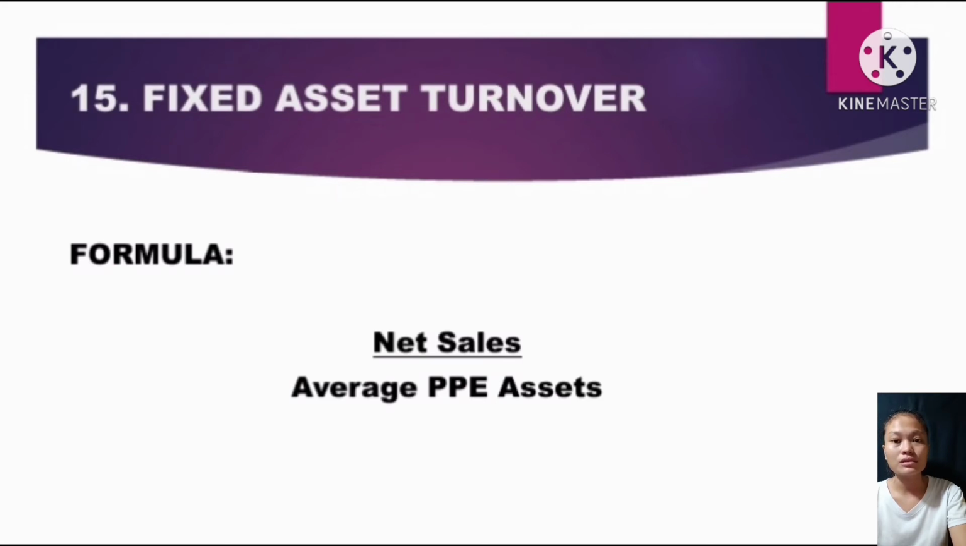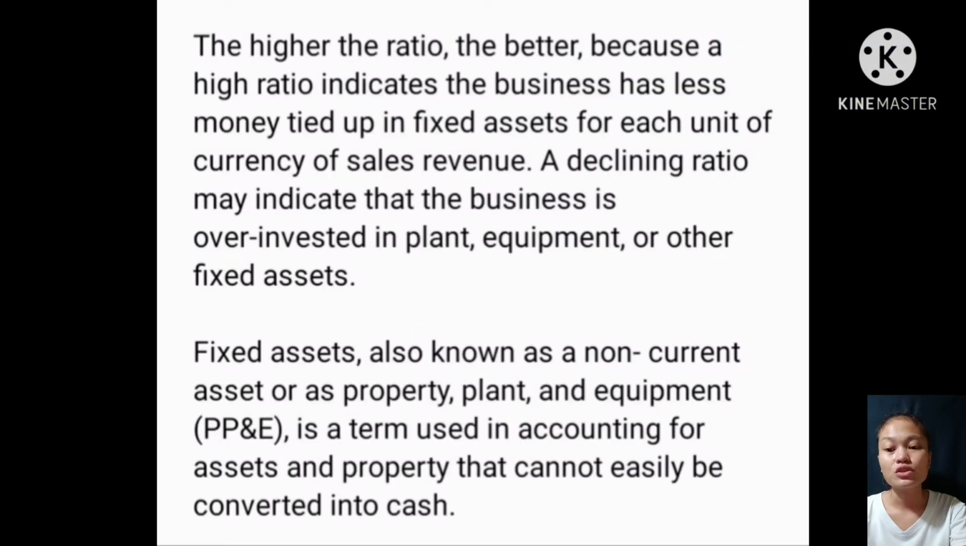The formula is net sales divided by average PPE, or property, plant and equipment assets. This indicates the firm's ability to efficiently manage their PPEs to generate revenue. The higher the ratio, the better, because a high ratio indicates the business has less money tied up in fixed assets for each unit of currency of sales revenue. A declining ratio may indicate that the business is overinvested in plant, equipment, or other fixed assets.